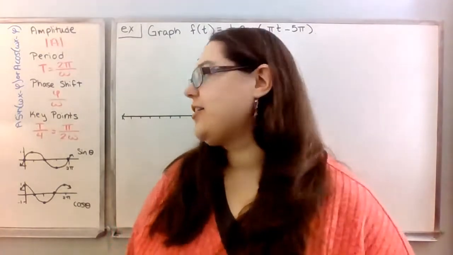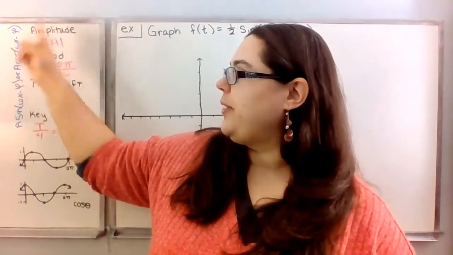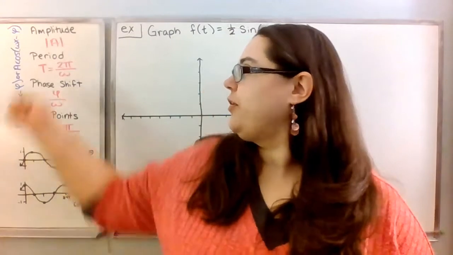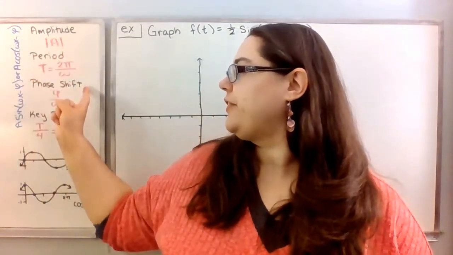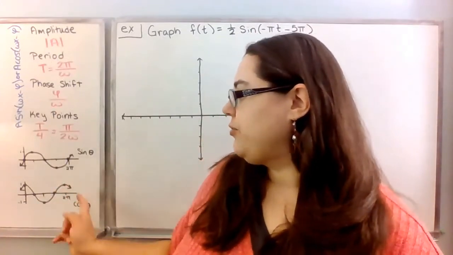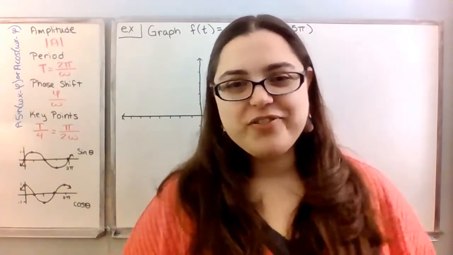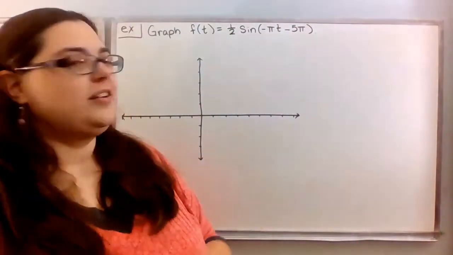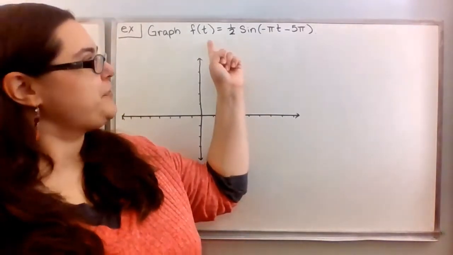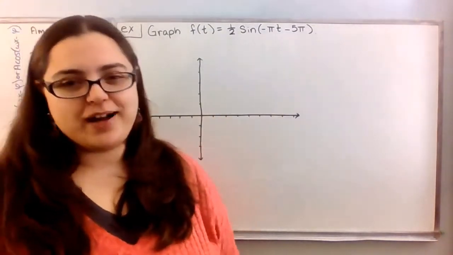Primarily, we'll be building on our sinusoidal functions a sine omega x minus phi and a cosine omega x minus phi, where omega is a positive value. And we have these four formulas here: amplitude, period, phase shift, and key points. We'll also want to be using either the sine or the cosine curve to help us graph our function. For this video, we're just going to be graphing one example. We're going to be graphing f of t, which is 1/2 sine of negative pi t minus 5 pi.